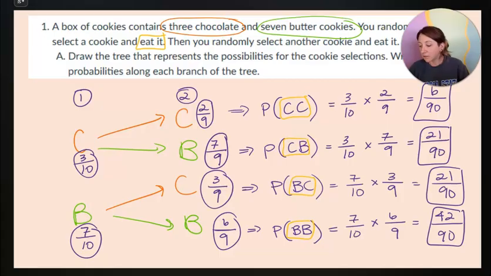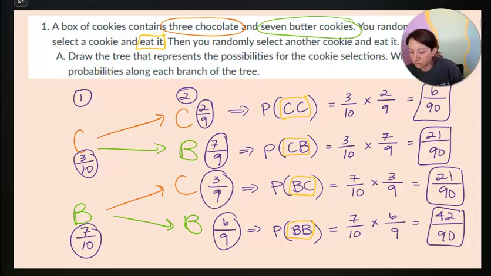On a tree diagram, these should all add up to 1, like all these fractions should add up to 1. So if we quickly do that, 42 plus 21 is 63, plus another 21 is 84, plus 6 is 90. So we'd get 90 out of 90. So checking our work, that makes sense to me.